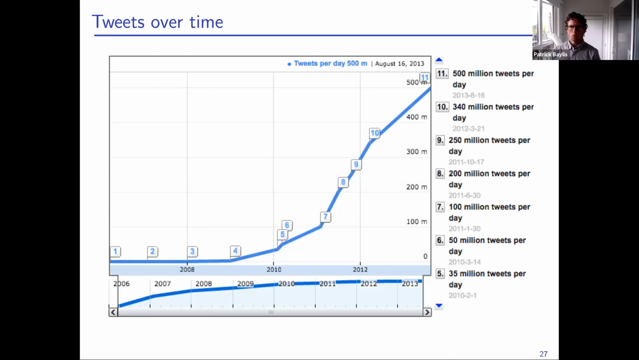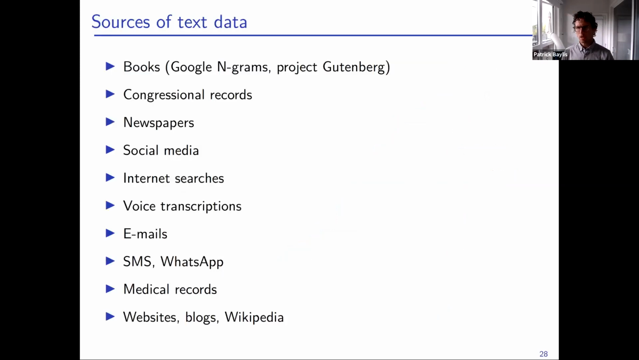And we've also seen that there's more and more tweets per day. So there's more and more text data becoming available every day than there ever has been before in human history. And it's not just books and Twitter. Certainly books and Twitter are a big part of it, but you could also think about congressional records, which are now available, and more of these sources are also being digitized, which is important. Newspapers, internet searches, voice transcriptions, emails to some degree, SMS and WhatsApp to some degree, I guess conditional on them being available publicly. Medical records are a really common source of text analysis data, and then websites and blogs and Wikipedia. So there's a tremendous amount of text available in the world now that wasn't available 10, 20, 30 years ago.